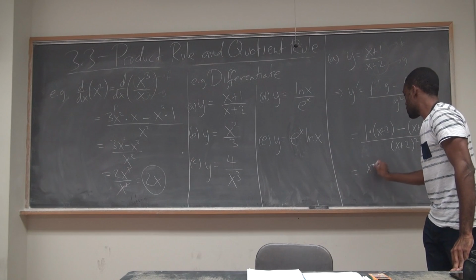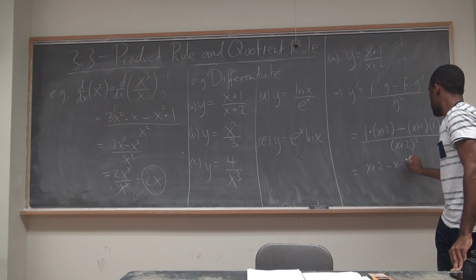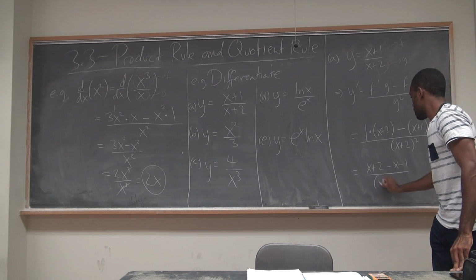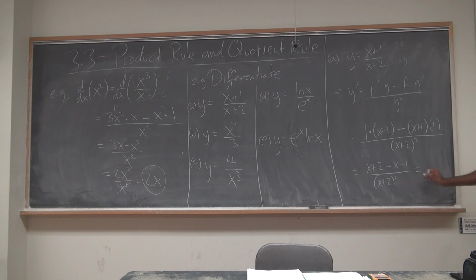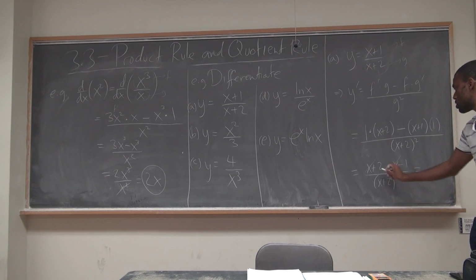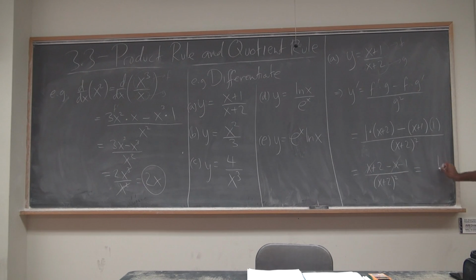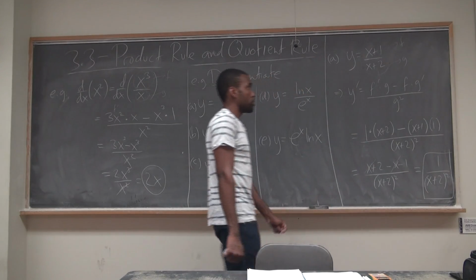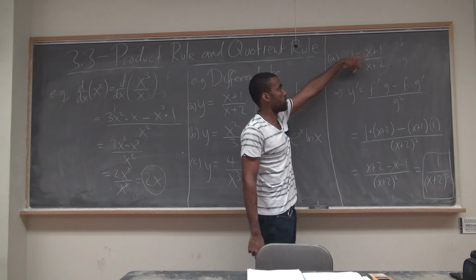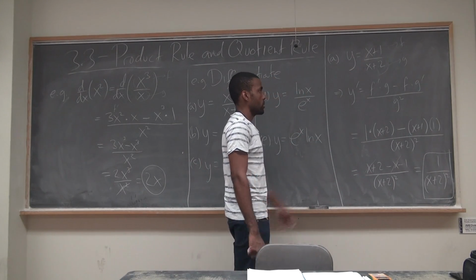So this gives me x plus 2 minus x minus 1 over x plus 2 squared. The x kills the x, 2 minus 1 is just 1, so this gives me 1 over x plus 2 squared. So I had a division of functions here, and I could do that.